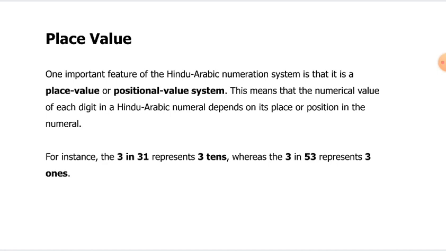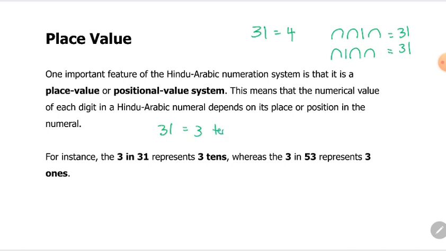One of the unique features of our numeration system is the place value or the position value system. That means that 31 is not 4, unlike what is done in other numeration systems. What I mean to say is, remember in the Egyptian numeration system, you can write these symbols in different ways, in different order, and it will still be 31 because they don't use place value system. But in our system, 31 actually means that there are 3 tens and 1 ones.